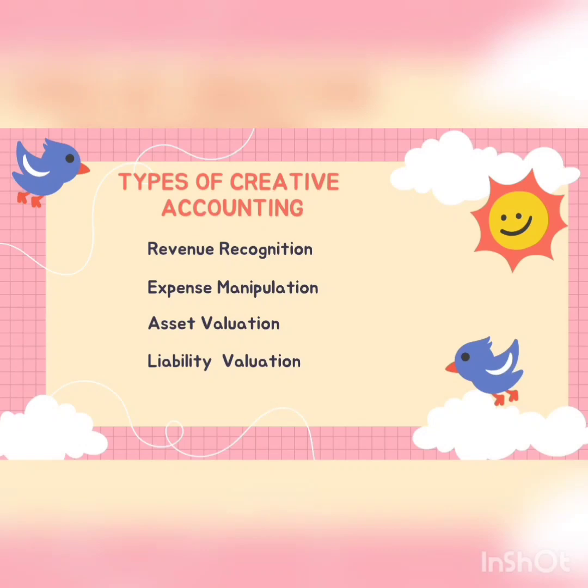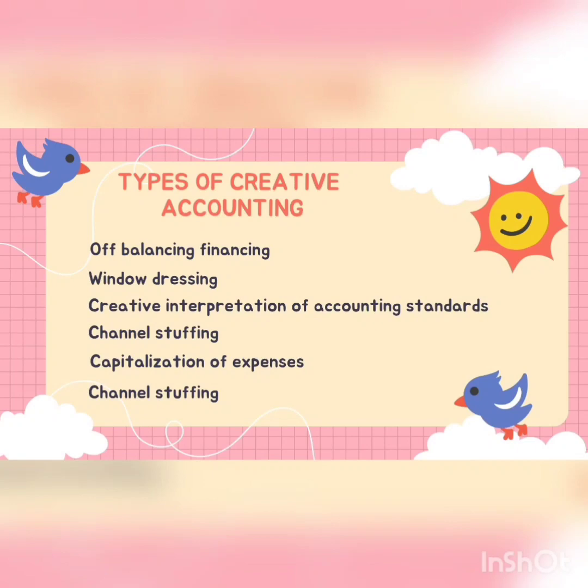Moving on to the next type, off balance sheet financing. Off balance sheet financing refers to a practice of keeping certain assets or liabilities off the balance sheet to avoid negative impacts on the financial ratios or to hide the debt from investors. For example, a company may use a special purpose entity to hold certain assets or liabilities off the balance sheet. Off balance sheet financing can be legal or illegal depending on the circumstances.